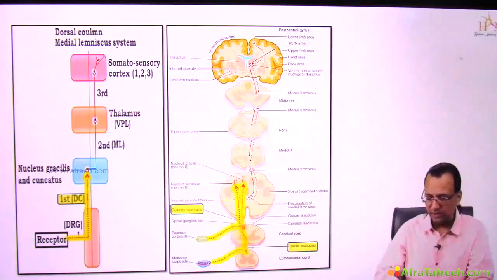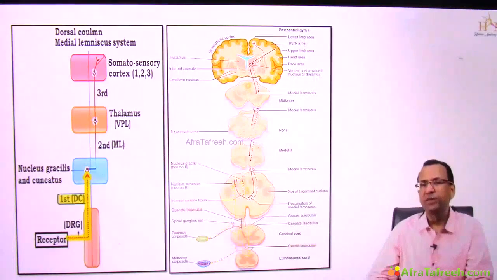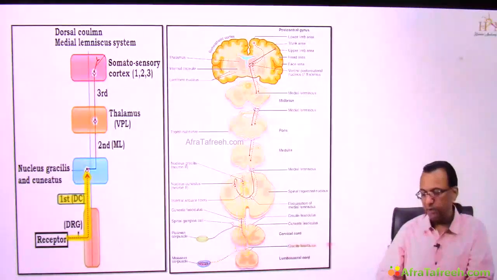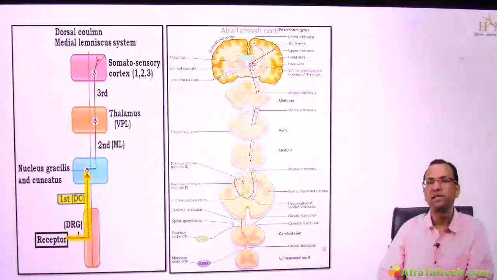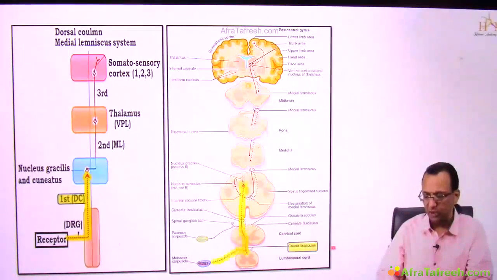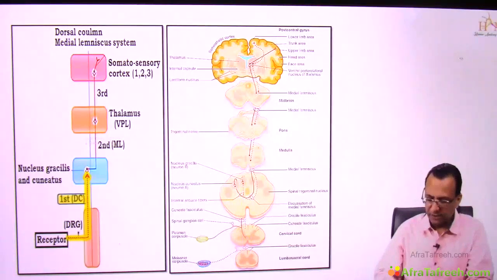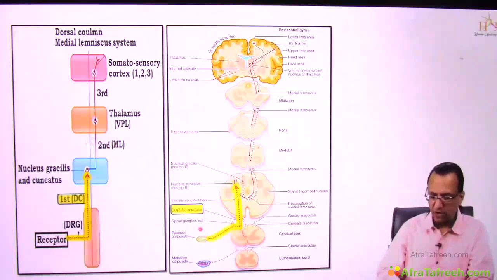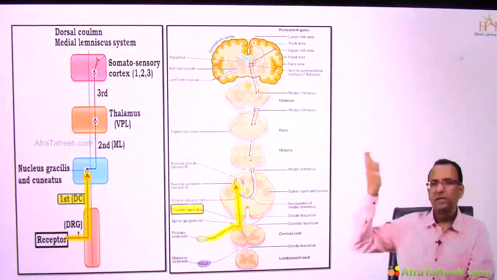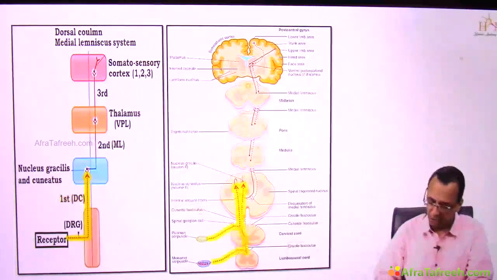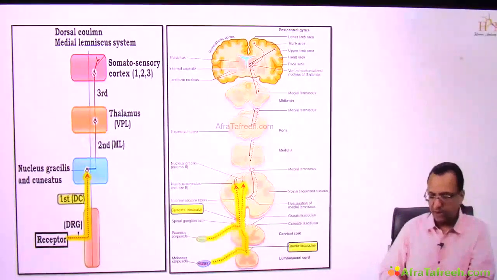Fasciculus cuneatus and gracilis. Now remember, fasciculus gracilis is for the body below the diaphragm. Lower body sensations are carried by fasciculus gracilis, but upper body sensations, from above the diaphragm, are carried by fasciculus cuneatus. Together they make the dorsal column, running on the same side, ipsilaterally.